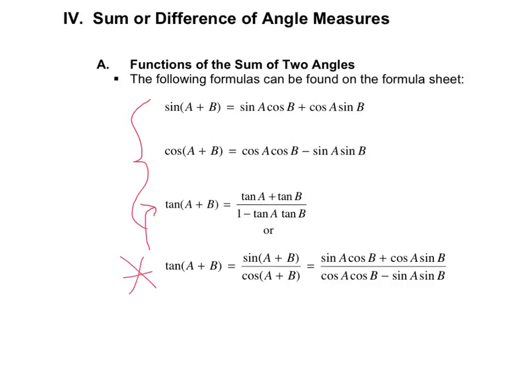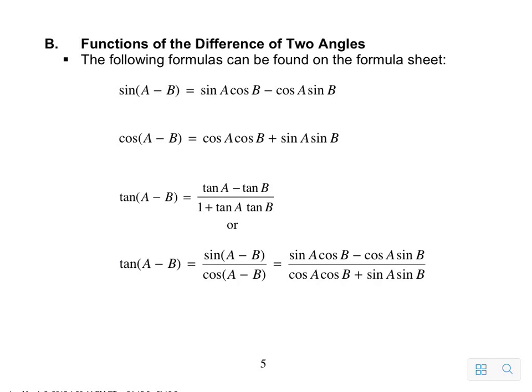Like the sine of A plus B is the sine of A times the cosine of B plus the cosine of A times the sine of B. So you have to know how to go from the expanded form to the original and the original to the expanded form. All right, let's look on yours. It's below your sheet. Mine is on the next page. Then I go into the differences.